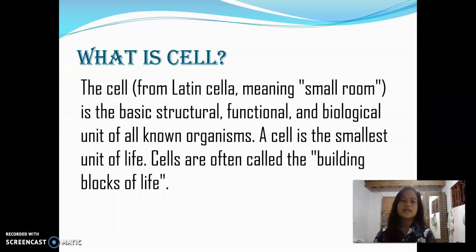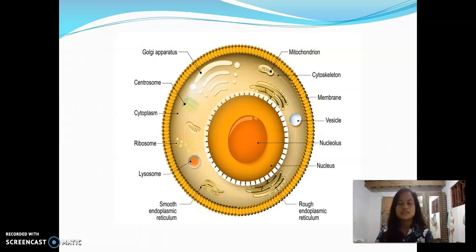What is a cell? The word cell came from a Latin word, cella, meaning small room. It is the basic structural, functional, and biological unit of all known organisms. A cell is the smallest unit of life. Cells are often called the building blocks of life. This is an example picture of a cell.